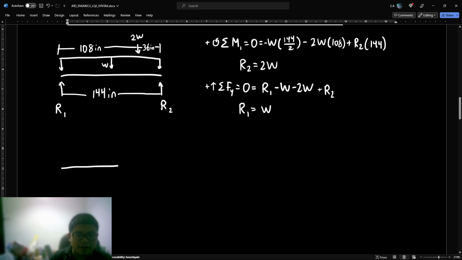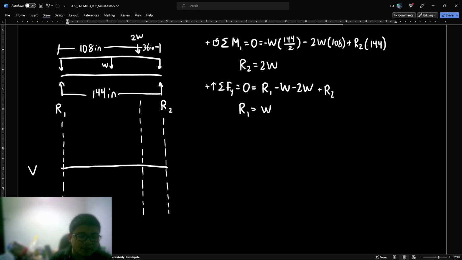Next, let us create the shear and moment diagrams. So first is the shear diagram. We start off at 0 and then we go up to W. Then we slowly, uniformly go down to W over 4 around here.